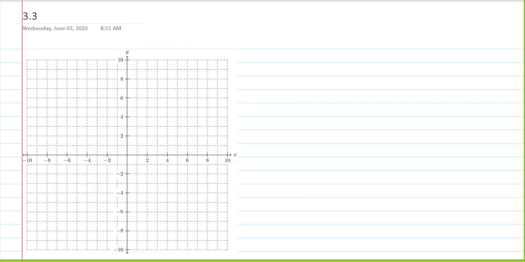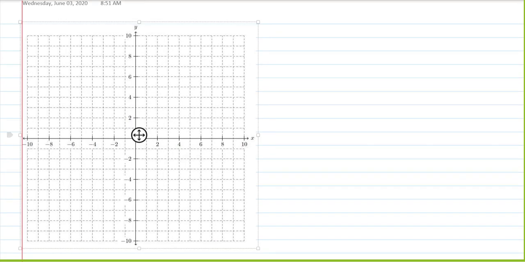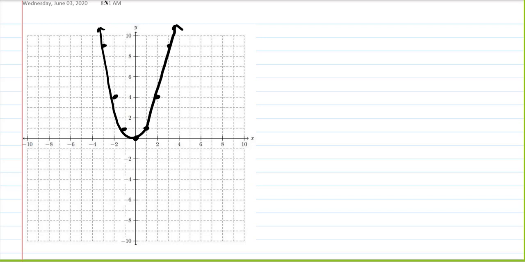We're going to start with our parent function for a parabola, or the squaring function. So our parent function for a parabola looks something like this. And that's going to be our f of x equals x squared. Or I'm just going to do y equals x squared, and that's our parent function.